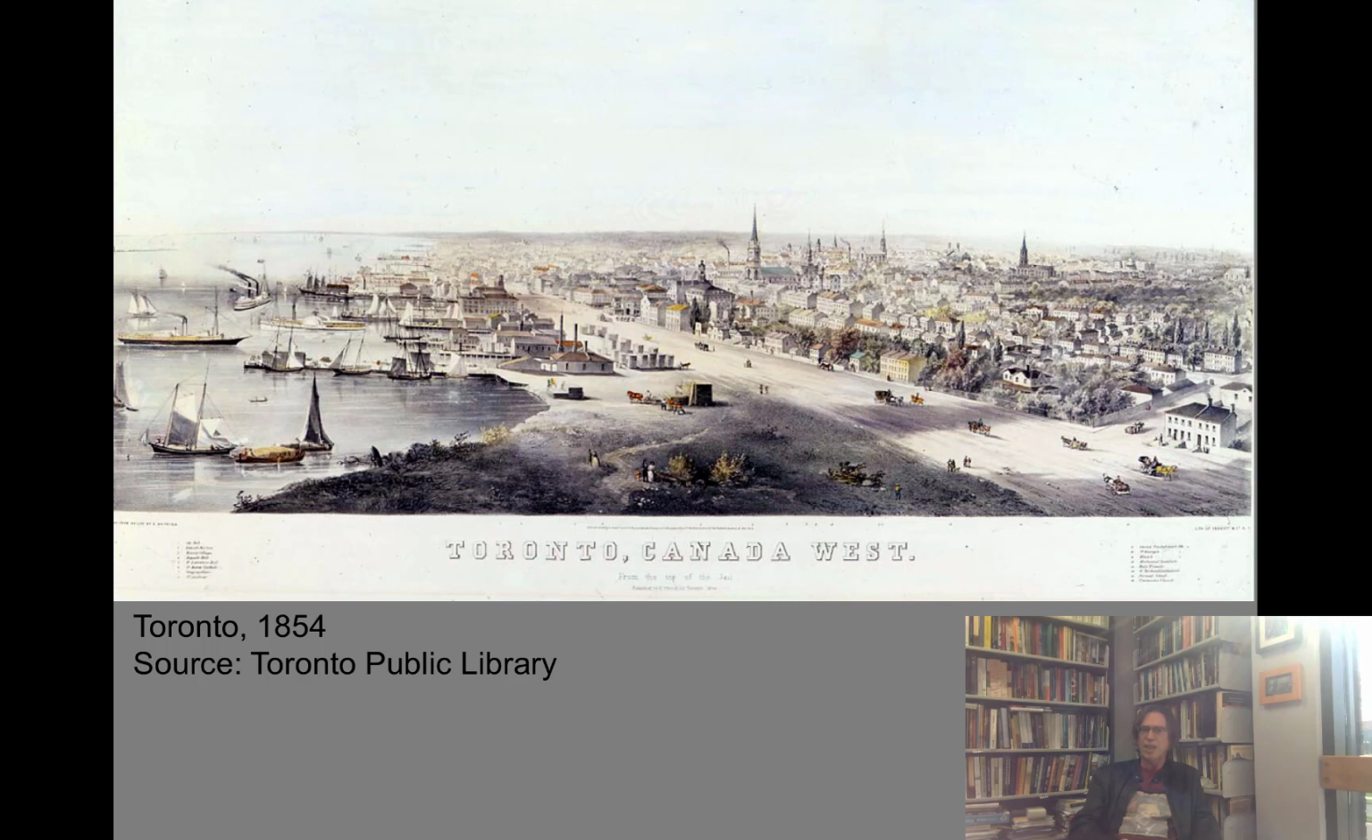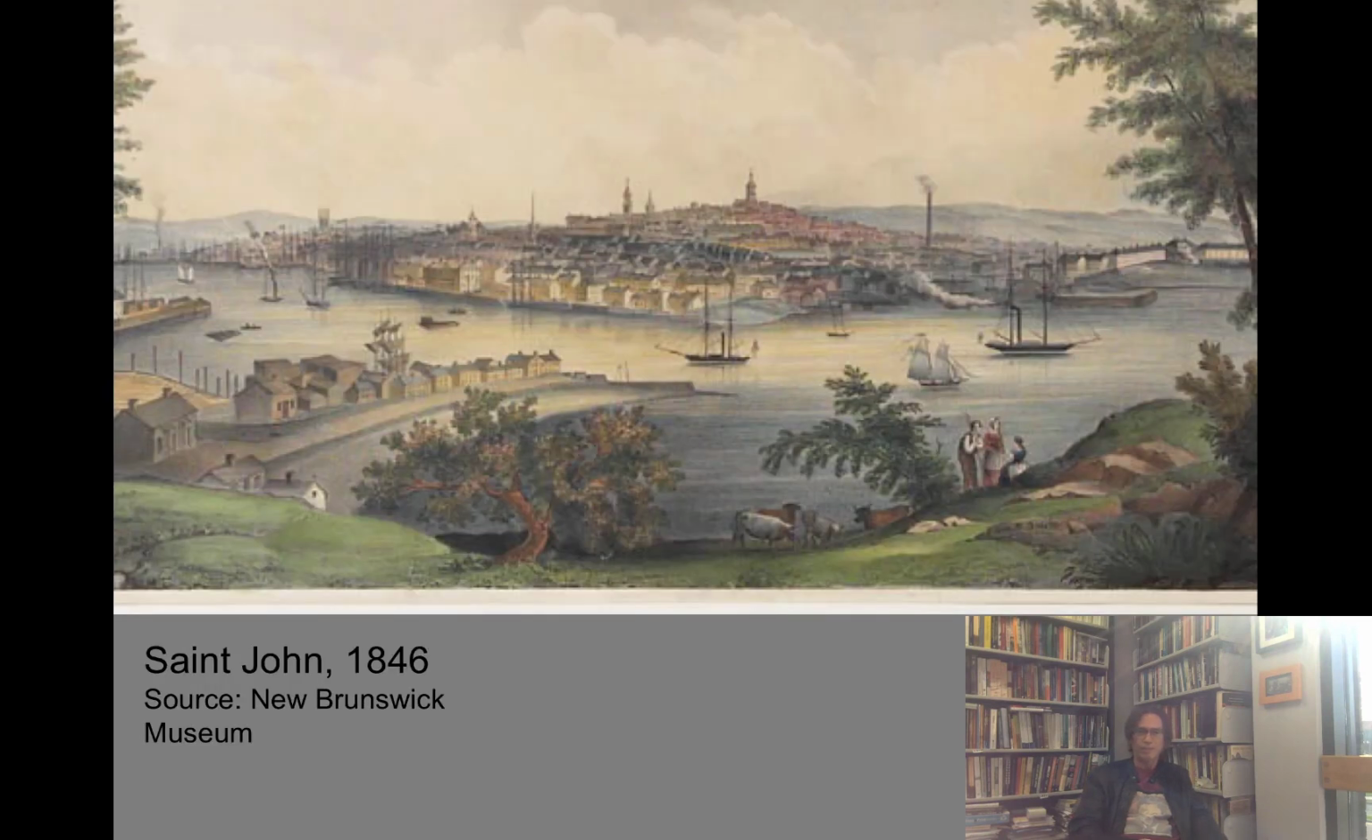It's not as big a city as Montreal at this point. It won't overtake it until well into the 20th century. But certainly it's a thriving, prosperous city and it's doing very well. It's become not only the political center of Upper Canada, but the economic hub of Upper Canada as well.